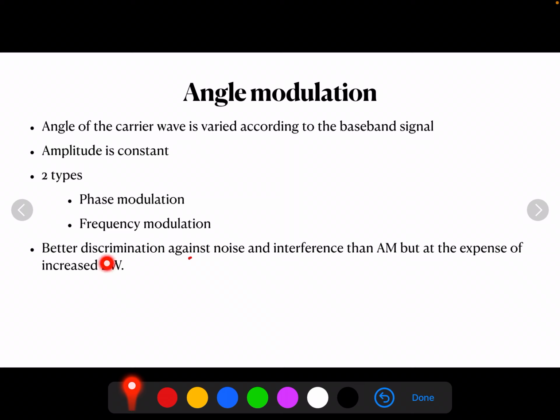Here we can have better discrimination against noise and interference compared to AM, but the main drawback is the increased bandwidth.